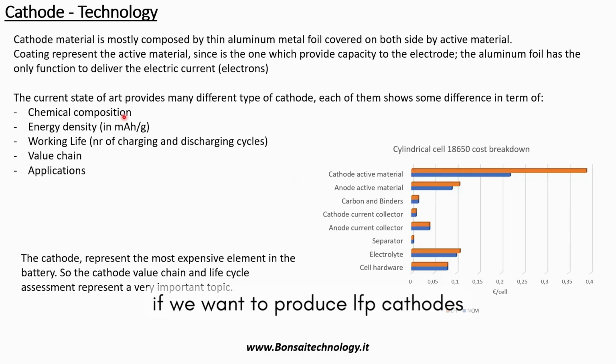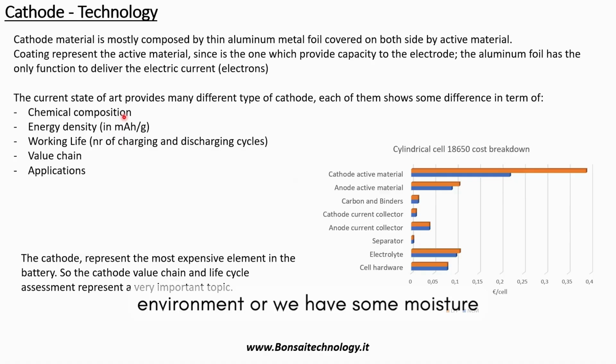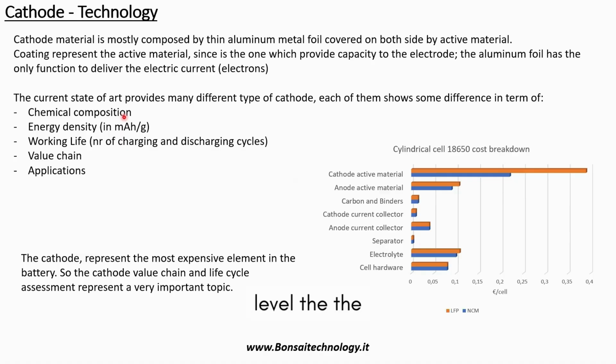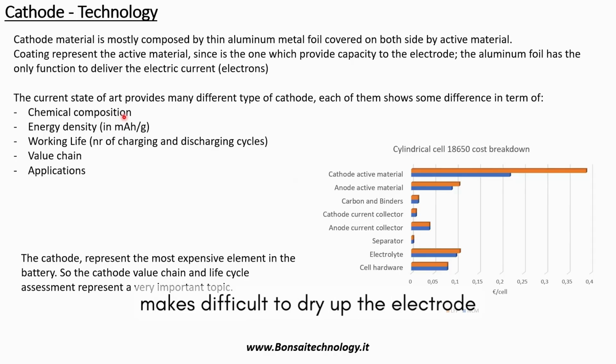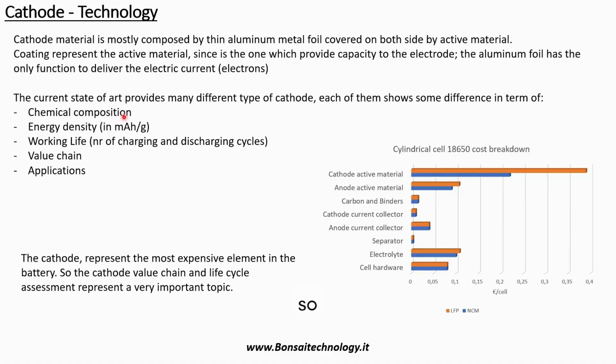For example, if we want to produce LFP cathodes, we need to consider that LFP is hygroscopic, very hygroscopic compared to NMC cathode. This means that if we have some humidity in the production environment, or some moisture level, the LFP cathode tends to absorb the water, and this makes it difficult to dry the electrode later on, and this for sure will badly affect the battery cell performance.